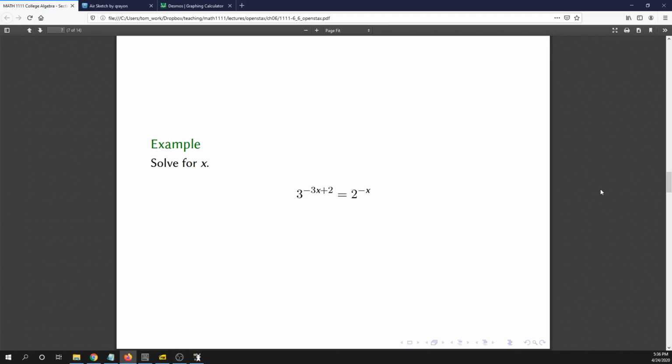In this example, we are going to solve an exponential equation with two different bases. All right, so here you can see on the left-hand side I have base 3. On the right-hand side I have the base 2. That is something that we have not done before, except in the case where it was really easy to switch from one base to the other.